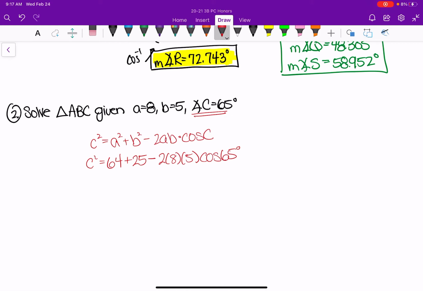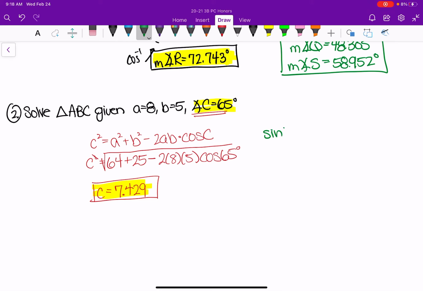And this is great. I can throw it into my calculator. Don't forget to take a square root of all of it. So I get side C is 7.429. So again, you can always draw a picture if you want, but now that I have an angle and its opposite side, we can then set up law of sines.